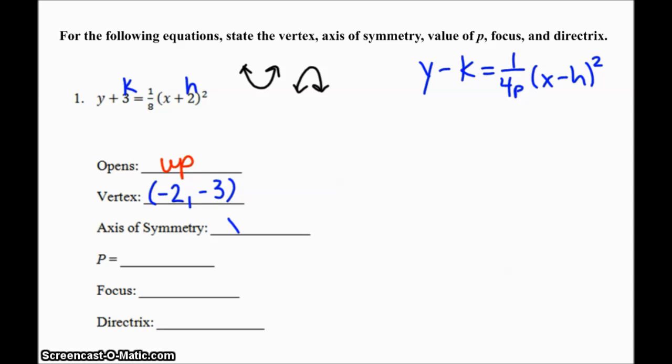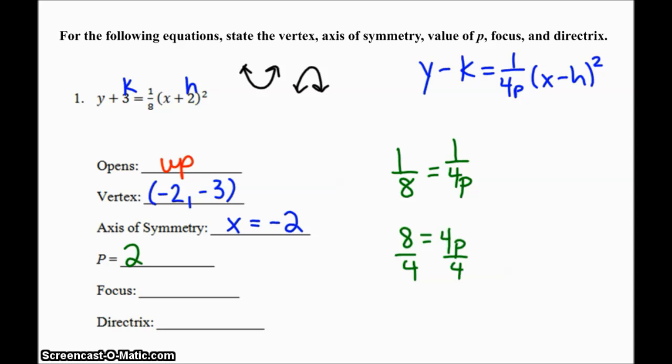Alright, axis of symmetry is going to be x equals your h, and h is -2. Remember, you need to put x equals here. I need to know if it's y or x equals. Alright, in order to find p, we're going to take this 1/8 again. And this time we're going to set it equal to 1 over 4p, because that's where it's sitting in the formula, right in front of the parentheses. So cross multiply, I have 8 equals 4p. Divide both sides by 4, and you get that 8 divided by 4 is 2. So my p value is 2.